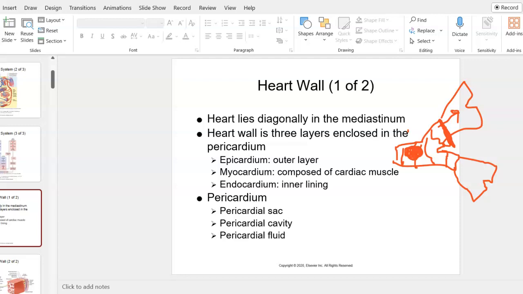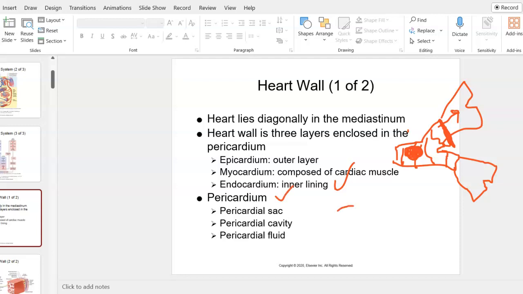We'll review that. Endocardium is the inner lining. That is one thin layer of what are called squamous cells, which are egg-shaped cells. And that actually is continuous with blood vessels throughout the entire cardiovascular system. Surrounding the heart is what's called the pericardium or the pericardial sac.